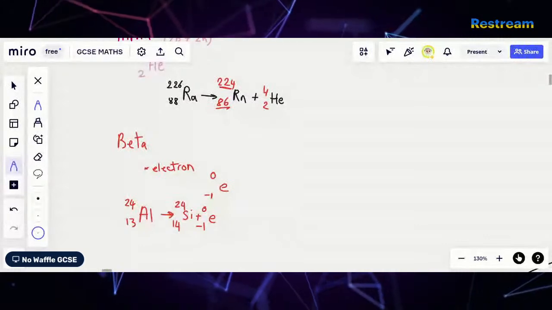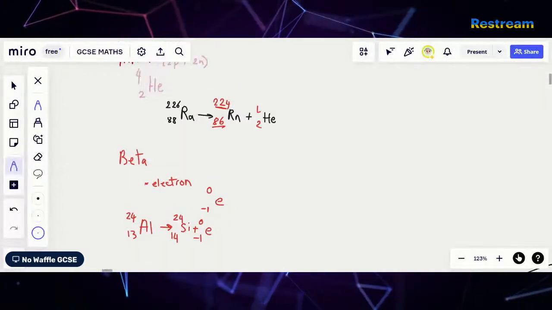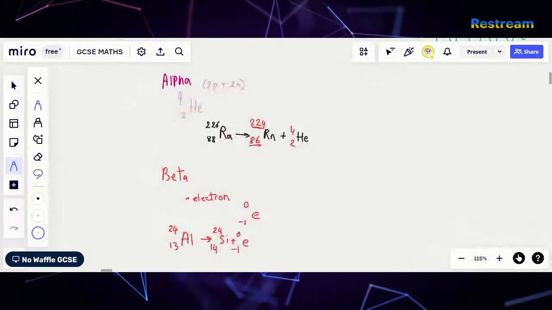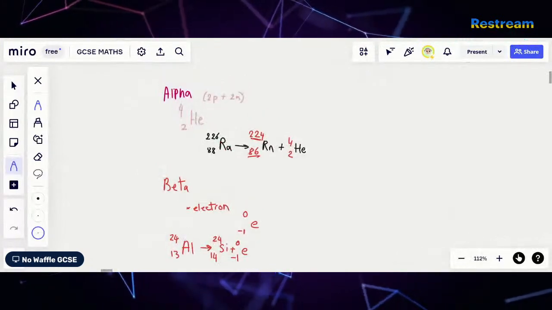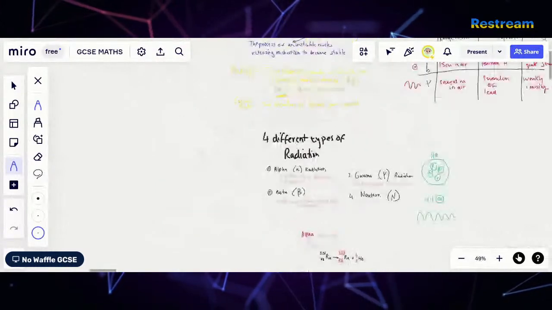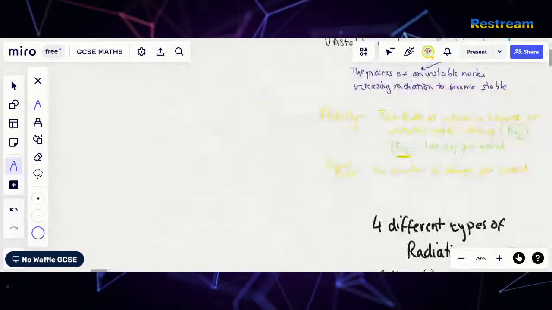But that is it. And then you won't be asked about gamma calculations because gamma is just an electromagnetic wave, so there are no calculations to do. Now it's important to know more about activity, count rate, and half-life.